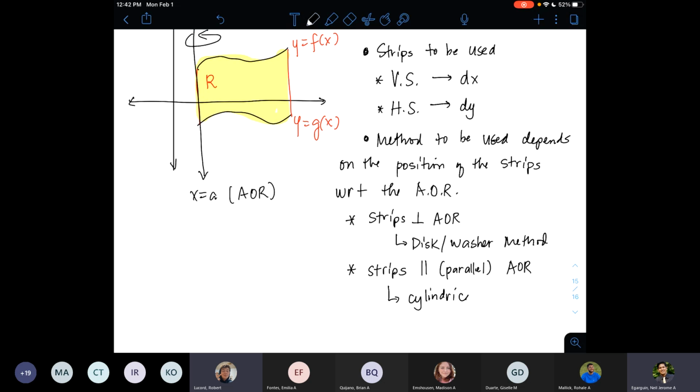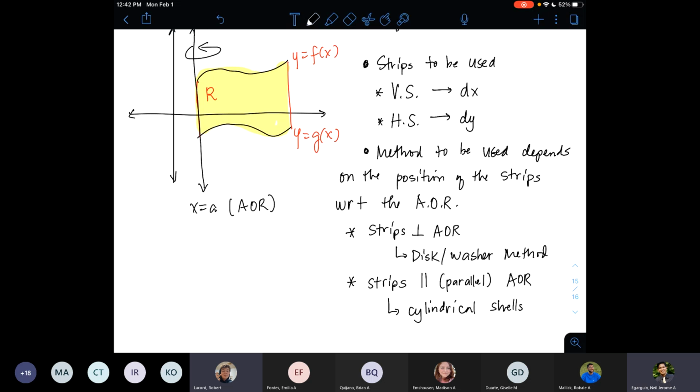Yes, any question? So are we integrating two functions here? We'll only integrate one function, but that could be a combination of f and g, depending on how the radius or the height will be computed. I'm going to show later how to do this, but I'll always start by making it clear what the strips to be used are and what the particular method to be used is.